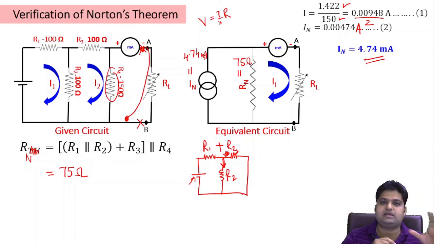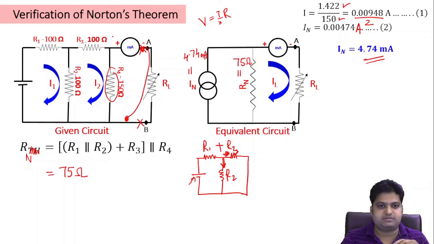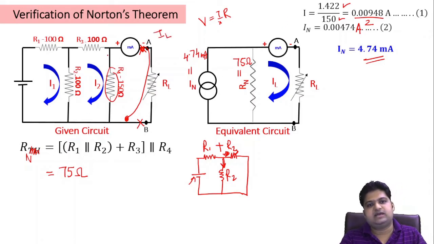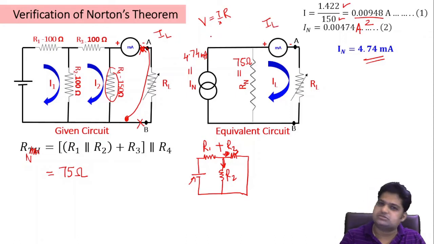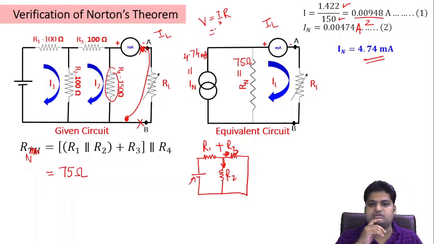So we have the equivalent current, and we have the equivalent resistance, 75 ohms. Now we need to perform the experiment using the given circuit first and calculate our load current IL. Then we replace the entire circuit with a current source of 4.74 milliamps in parallel to the equivalent resistance of 75 ohms, and you should get IL again. If the experiment is good, both the ILs should be very similar.